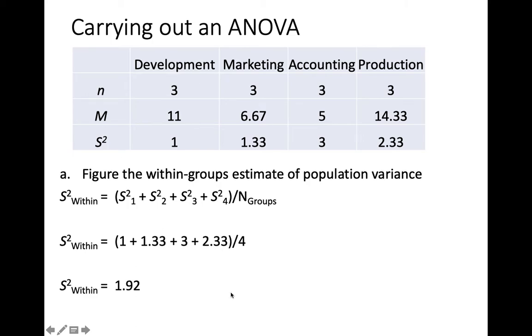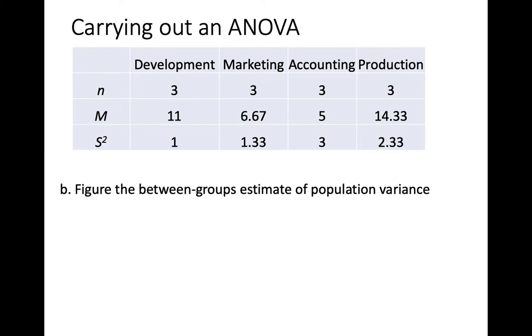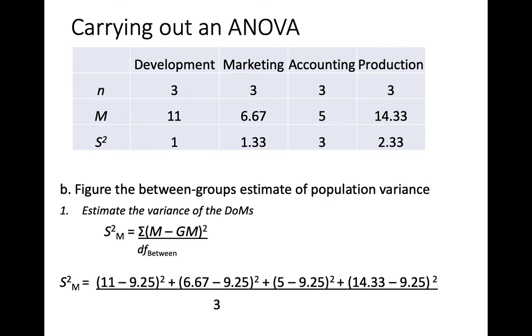All right, so that is our estimate of population variance using the within groups approach. We're then going to use our between groups approach to figure out population variance. First thing we're going to do is estimate the variance of the distribution of means. Okay, so we calculate the grand mean. So 9.25 is just the average of 11, 6.675, and 14.33. We take the deviation of each mean from the grand mean, square that deviation, and then we add up all those deviations and then divide by degrees of freedom 3.